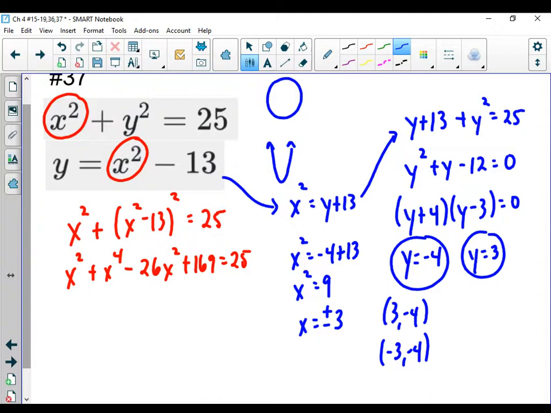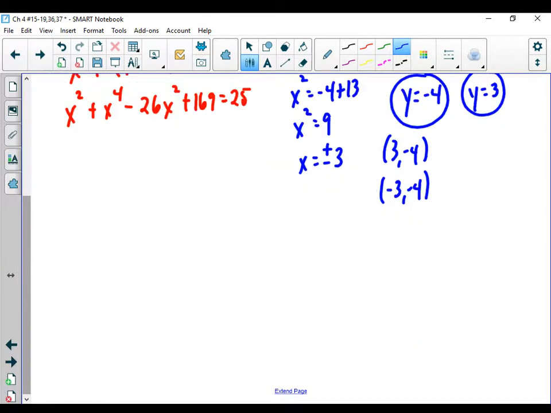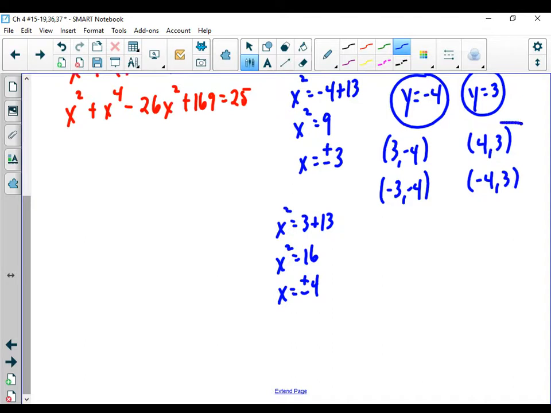Then I move on to the other y value. Well, our other y value was positive 3. So x squared is equal to 3 plus 13, or x squared is equal to 16. Again, when I take the square root, I'm going to have two possibilities. So I'm going to have 4, 3, or -4, 3. So just like we mentioned, it was possible to have 4 solutions. And in this one, we actually did have 4 solutions.